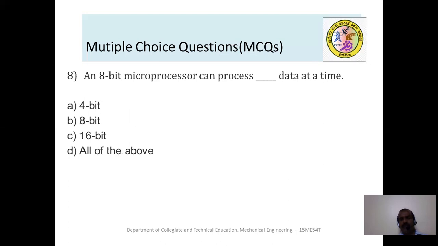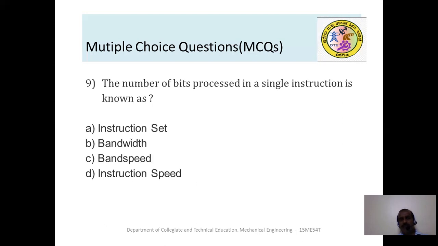An 8-bit microprocessor can process dash data at a time. It can process 8-bit data at a time. The number of bits processed in a single instruction is known as instruction set, bandwidth, band speed, instruction speed. The answer is B, bandwidth.